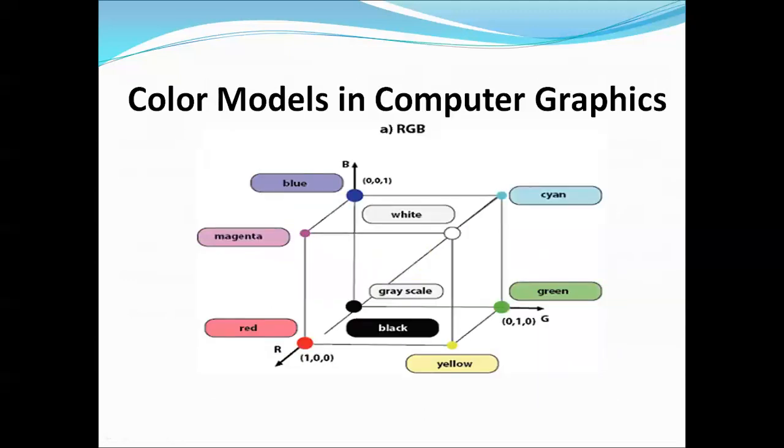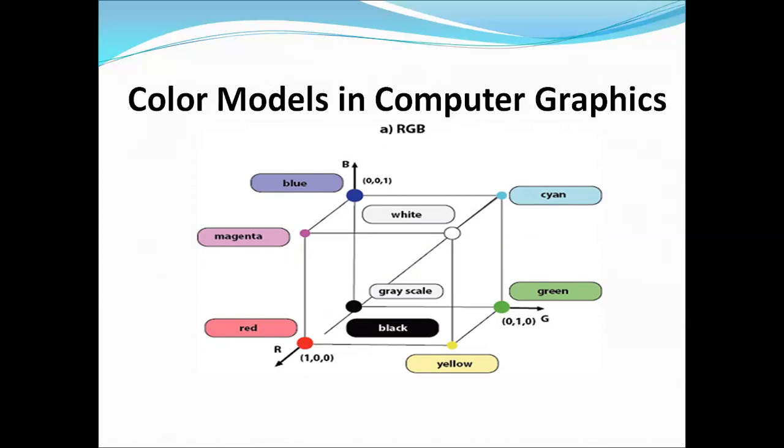So see this diagram. What is this RGB color model? It is nothing but the primary colors of light that are added together in various ways to represent a broad array of colors. The name of the model comes from the initials of the three additive primary colors, that is red, green, and then blue.